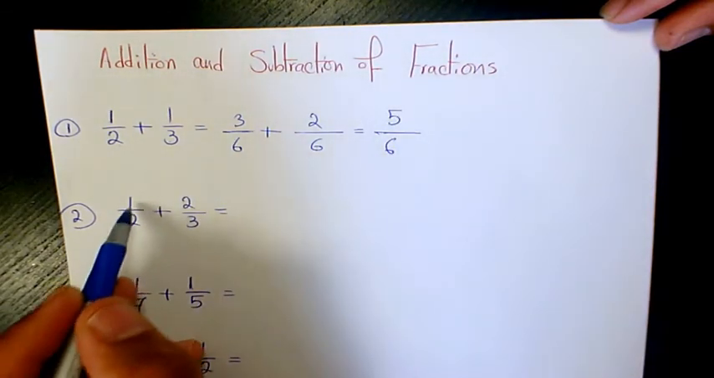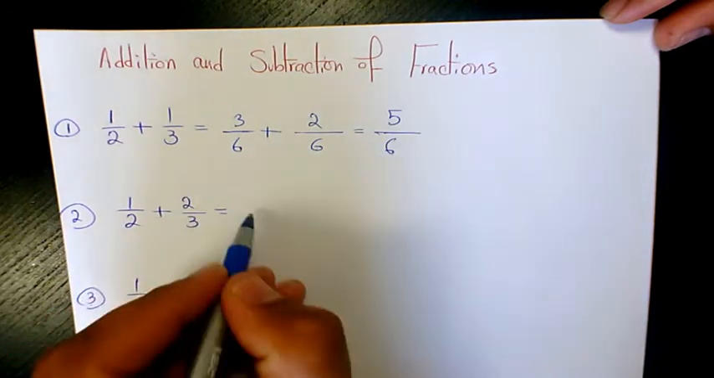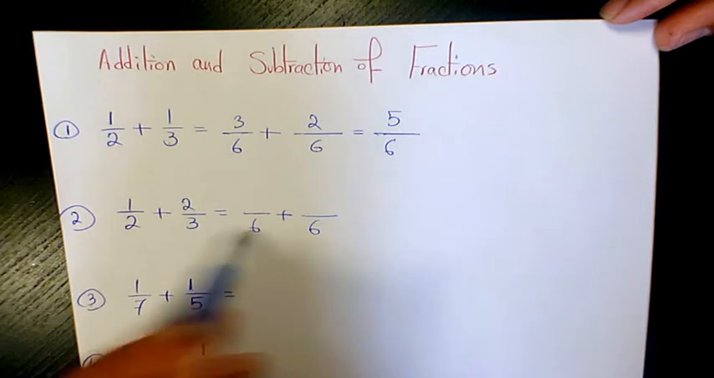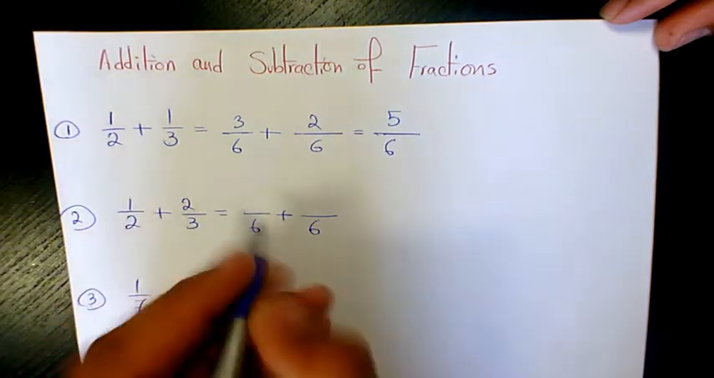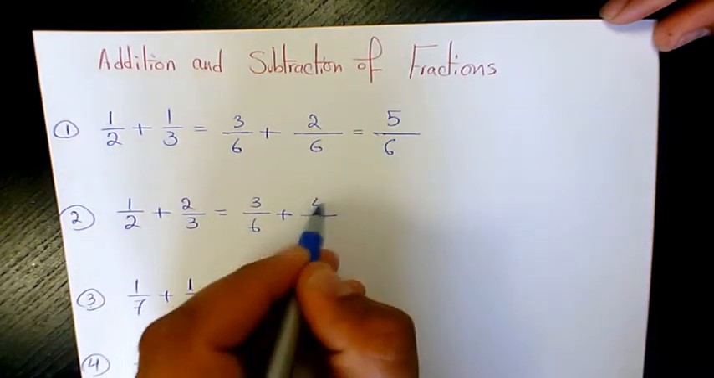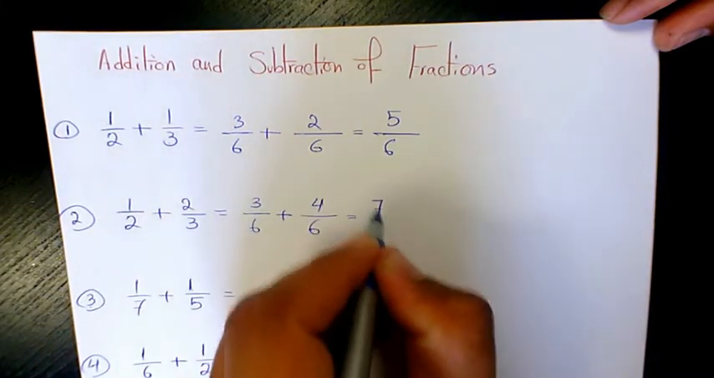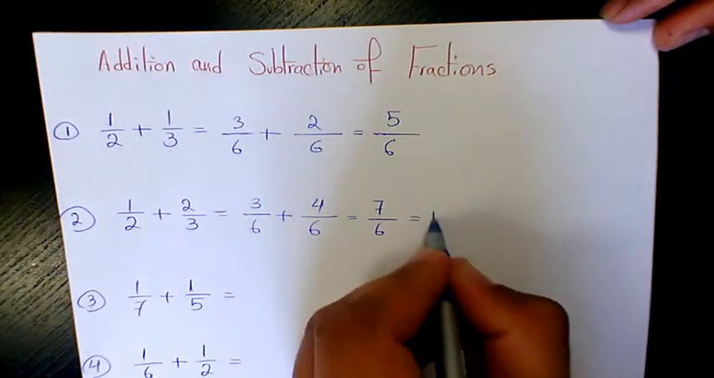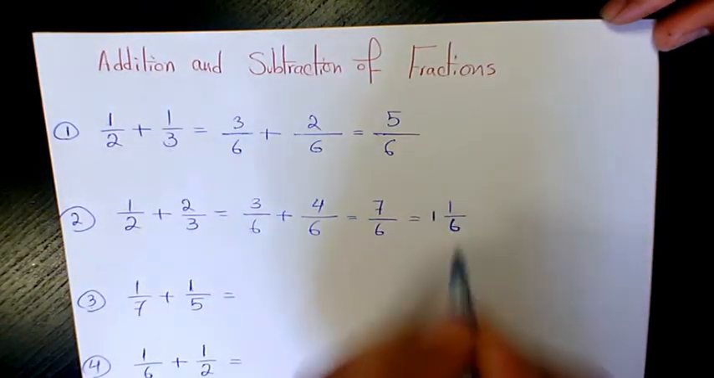Now we do the same thing here. 1 over 2 plus 2 over 3. We have the common denominator. 2 times 3, 6. 1 times 3, 3. 3 times 2, 6. 2 times 2, 4. It's going to be 7 over 6. Or you can write it as 1 and 1 over 6. 1 whole, 1 over 6.